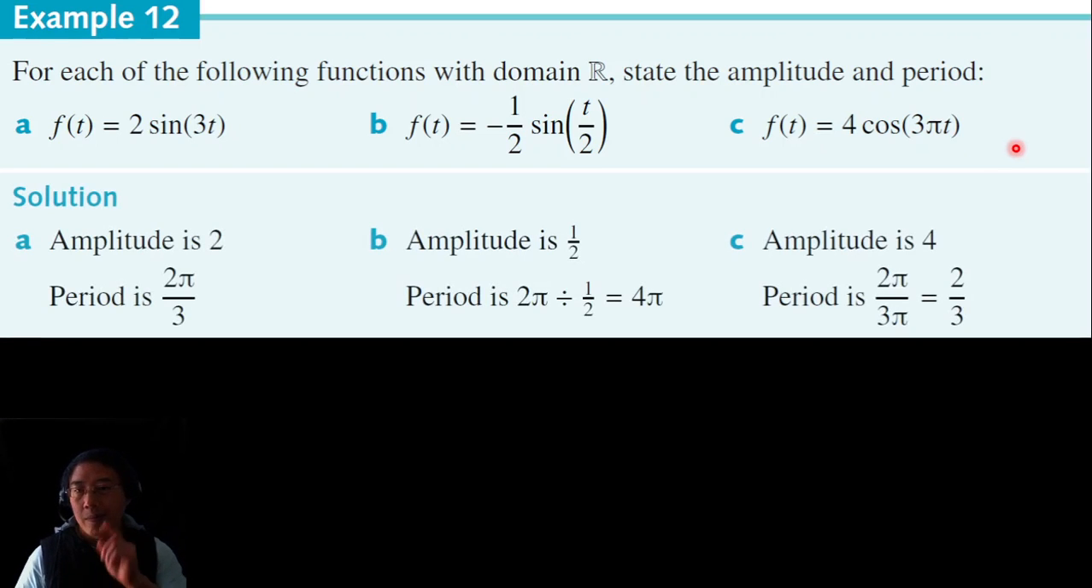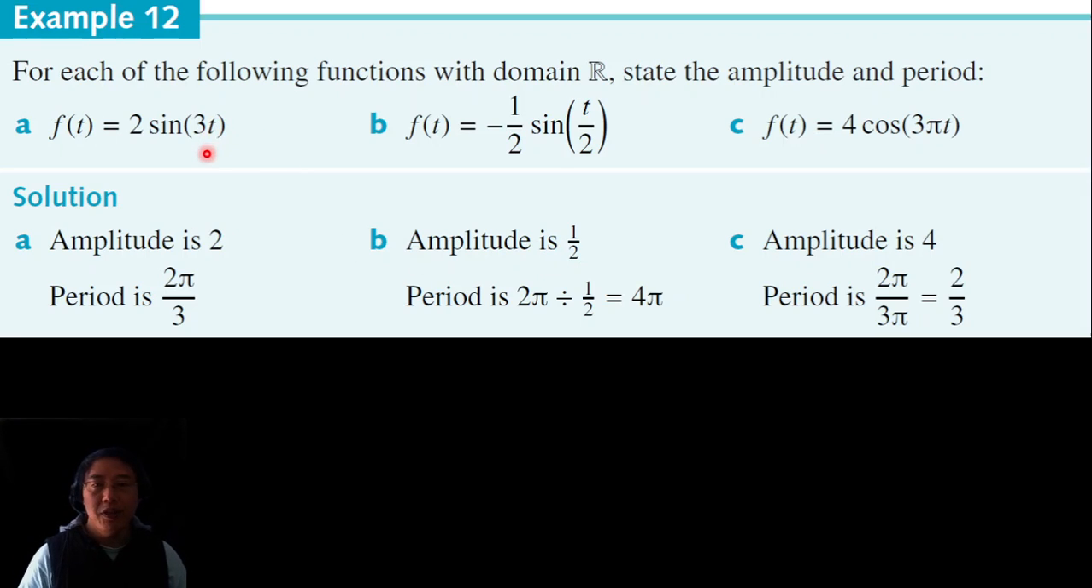Okay, let's move on. So the coefficient in front of your function here is 2, here is negative 1 over 2, so you ignore the negative for the amplitude, and here is 4. So the amplitude is determined by that coefficient. You ignore the negative. The amplitude is always positive.